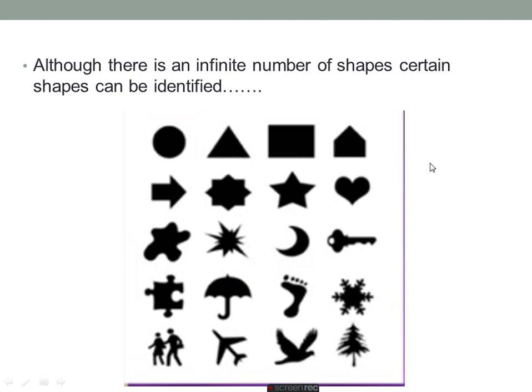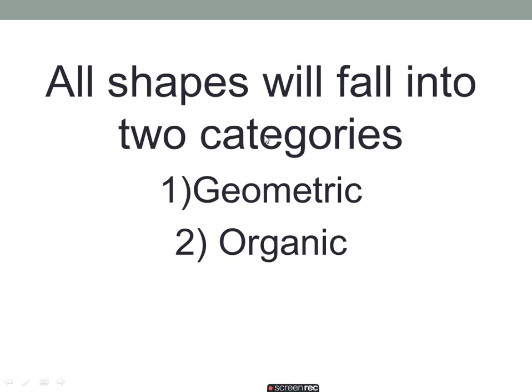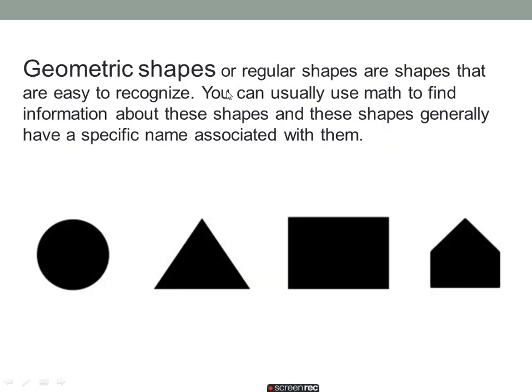Although there is an infinite number of shapes, certain shapes can be identified. For example, shapes fall into two categories: geometrical shapes and organic shapes. Geometrical shapes, or regular shapes, are shapes that are easy to recognize. You can usually use math to find information about these shapes, and they generally have a specific name associated with them. For example, the circle, the triangle, the rectangle.